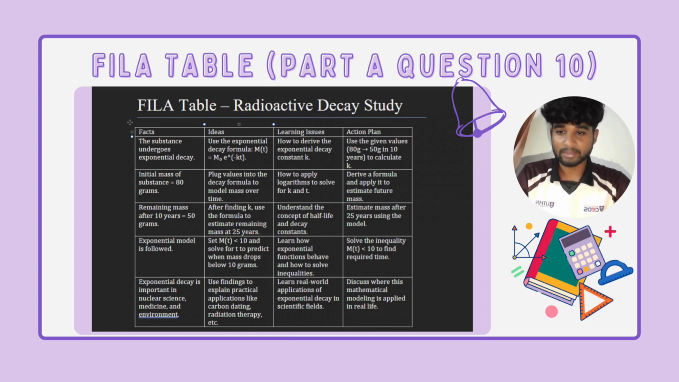Lastly, we address the action plan. First, we use the values 80 grams and 50 grams after 10 years to calculate k. Then we derive the full decay formula and apply it to estimate future masses, like at 25 years. We also solve inequalities to find the time it takes for the mass to fall below 10 grams.